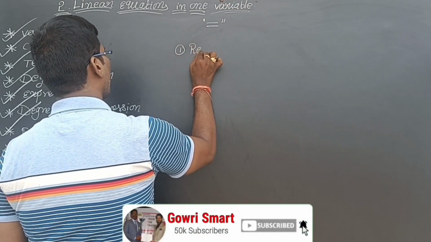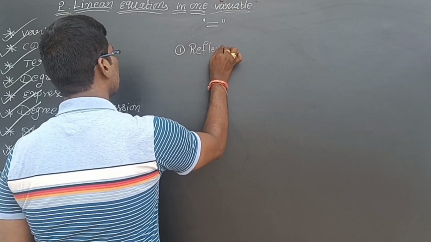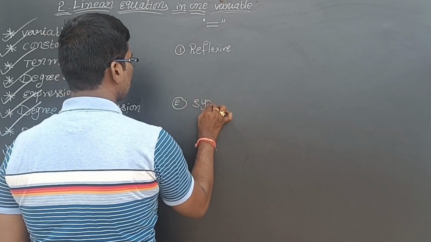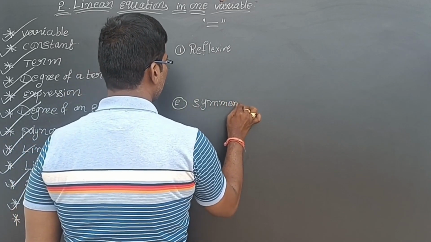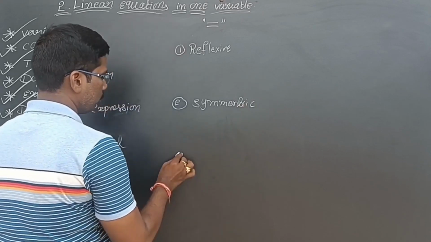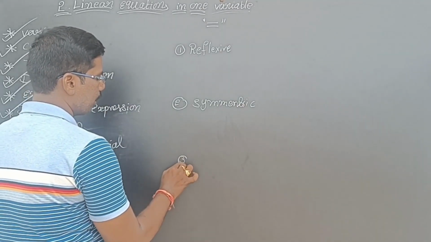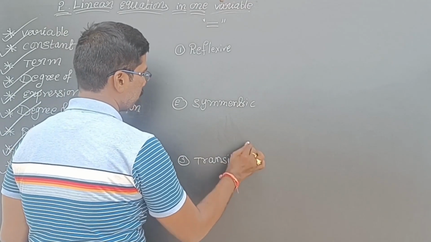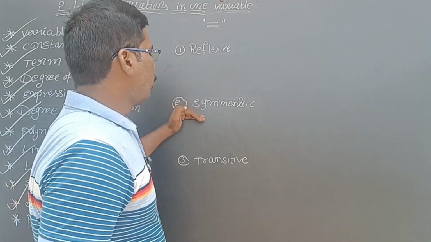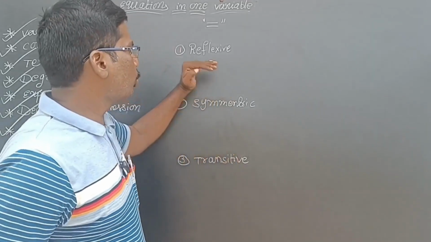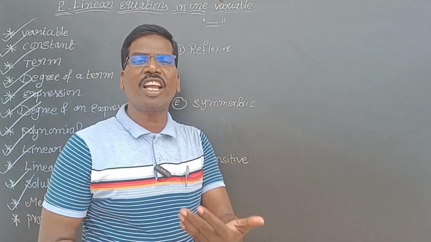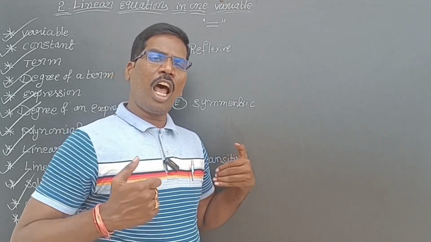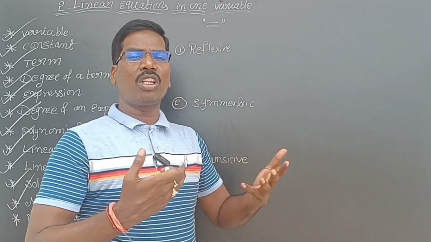Those are the reflexive property, symmetric property, and the third one is the transitive property. So what is the reflexive property? Reflexive means it should reflect to itself. For example, if I see my face in the mirror, I am only reflecting in the mirror.